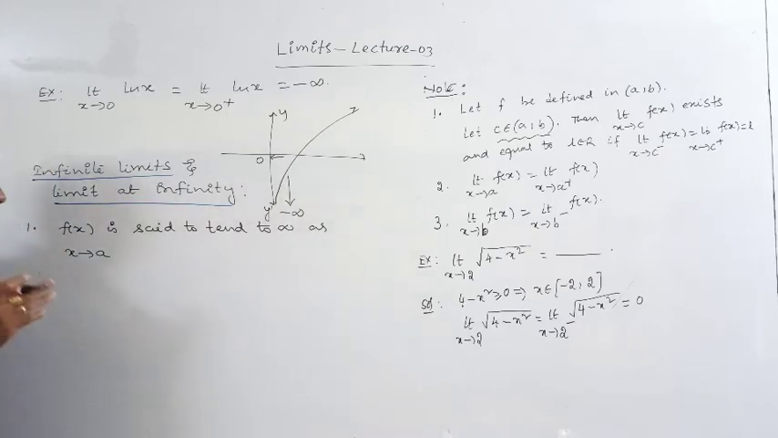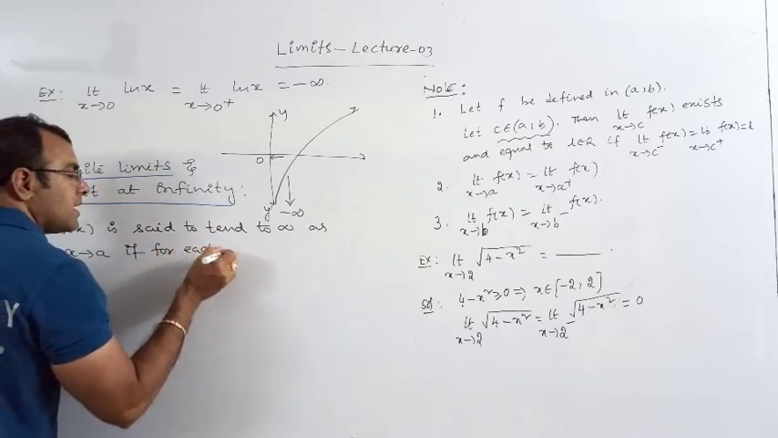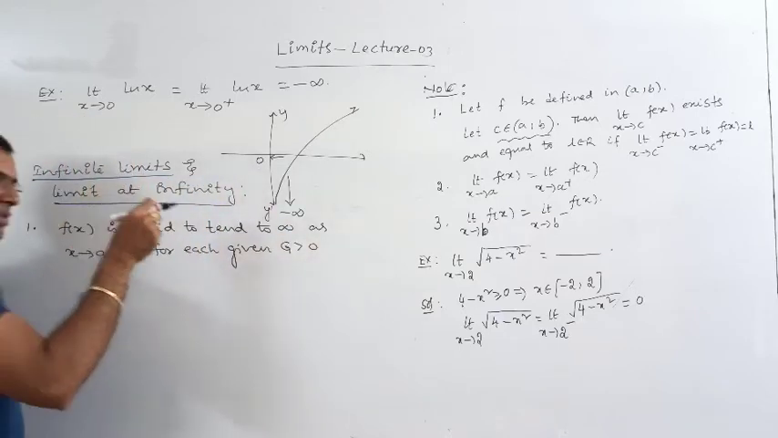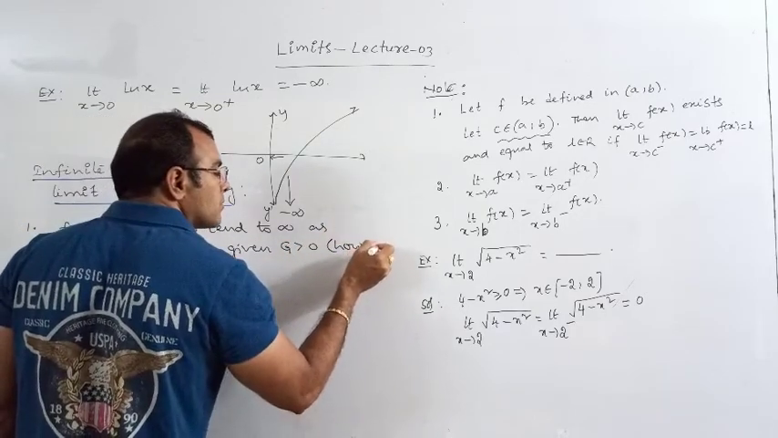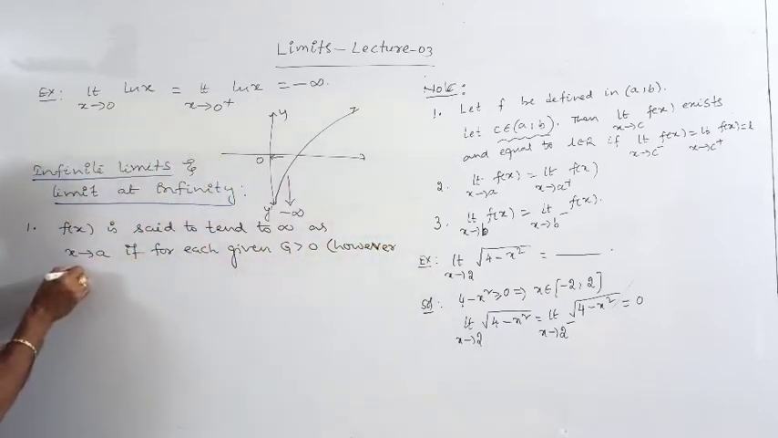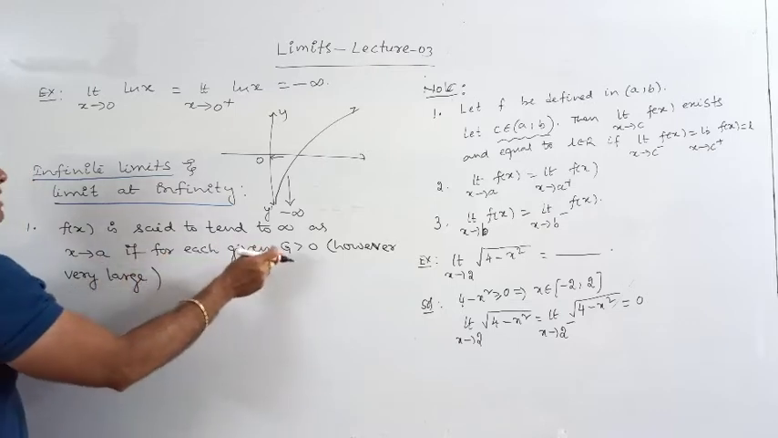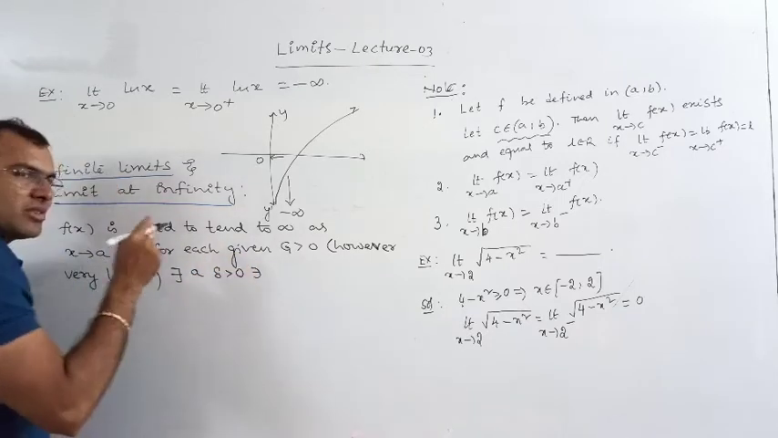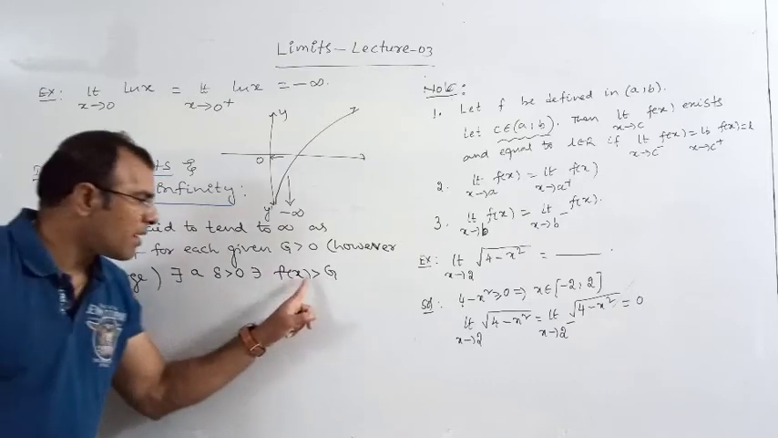I don't write it every time, right? f of x is said to tend to infinity as x tends to a if for each given g greater than 0, however very large, there exists a delta greater than 0 such that f of x is greater than your number. f of x is greater than your number, right?